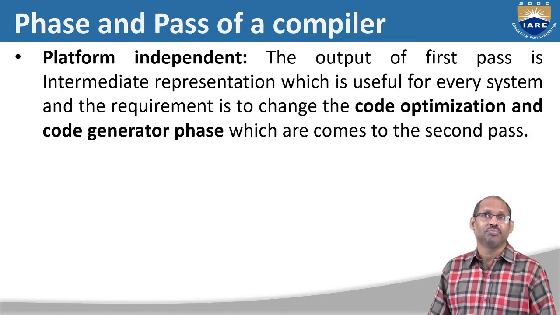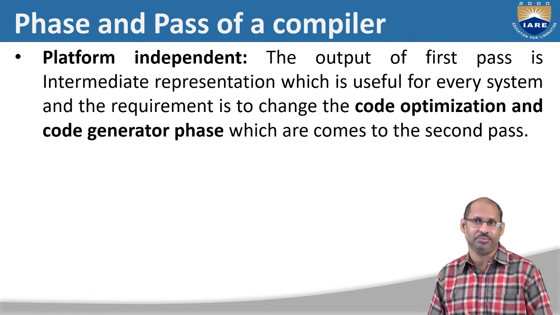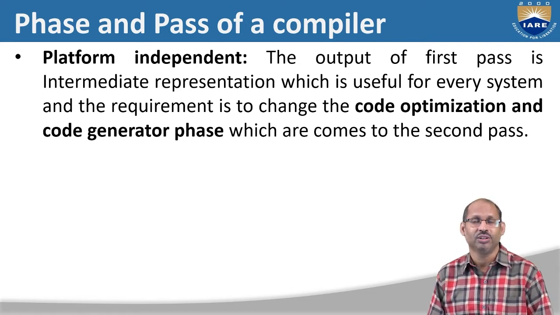Here, these are platform independent. The output of the first pass is the intermediate representation. So we can move from one system to another system, or one place to another place, and we can use the respective code optimization and code generator of the second pass depending on the system. So depending on the system, we'll use the code optimization and code generator.